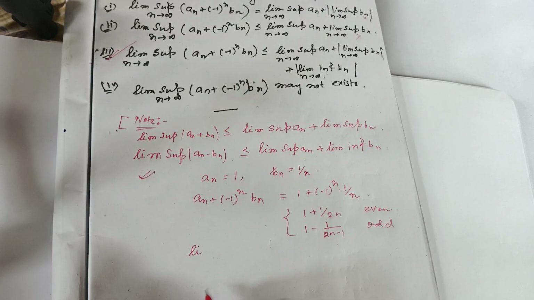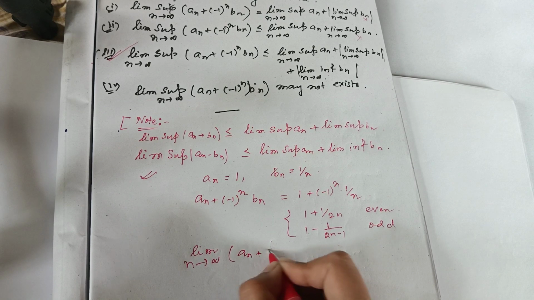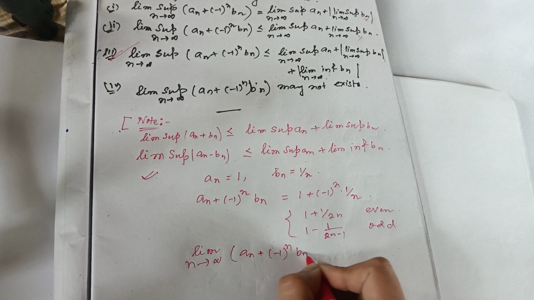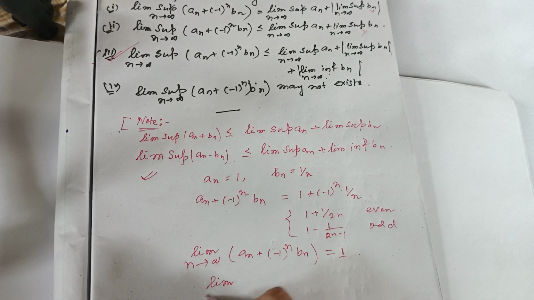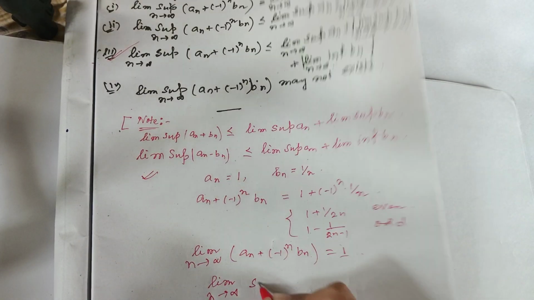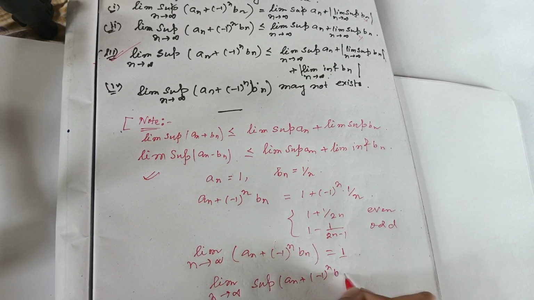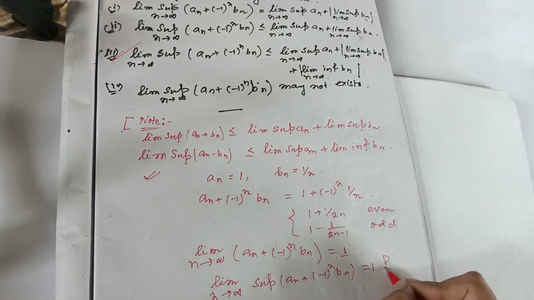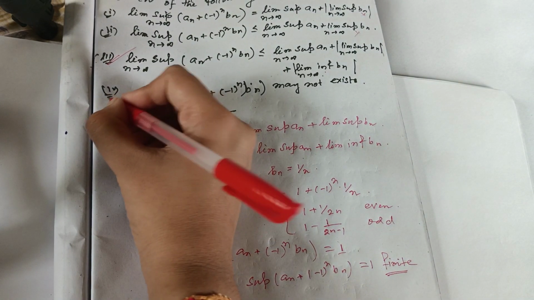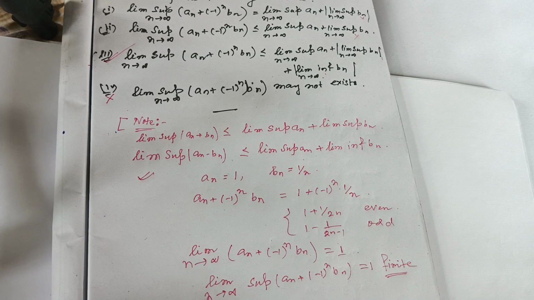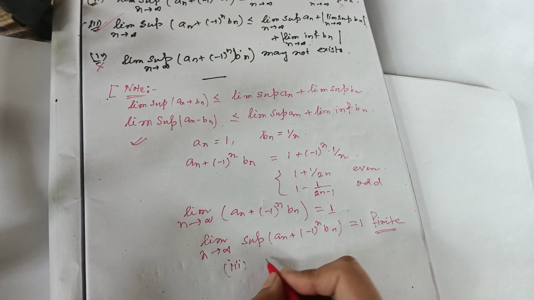The limit as n tends to infinity of a_n plus (-1)^n b_n is equal to 1. So obviously the limit as n tends to infinity of the supremum of a_n plus (-1)^n b_n is equal to 1. That is a finite value. This exists. So the fourth option is also discarded. Okay, so here the third option is correct.